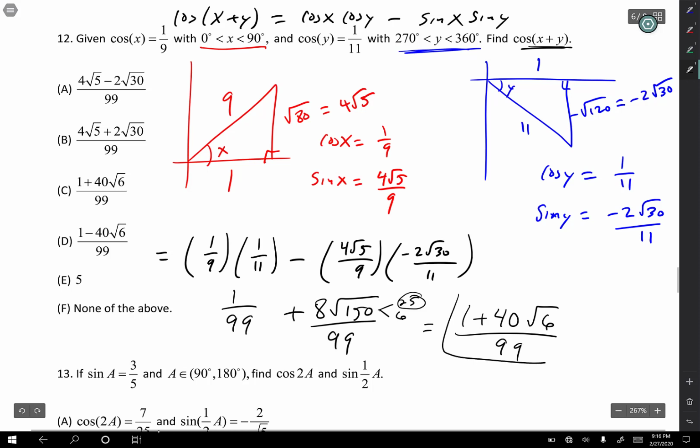Notice that we didn't really touch a calculator. We could do this without a calculator. So there it is, guys. What answer is that? See?